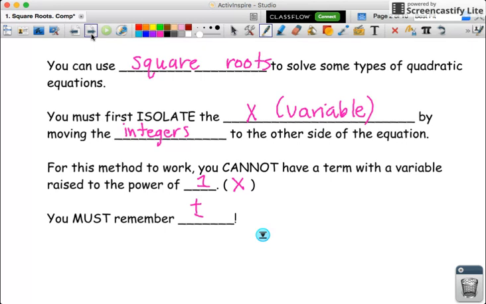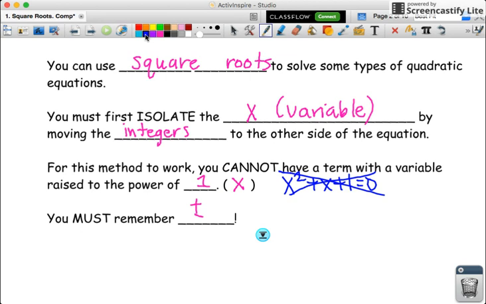You must first isolate your x variable by moving your integers or your numbers to the other side of the equation. For this method to work, you cannot have a variable raised to the power of 1, meaning you cannot have something that looks like x squared plus x plus 1 equaling 0. You can't have something like this and use square roots.